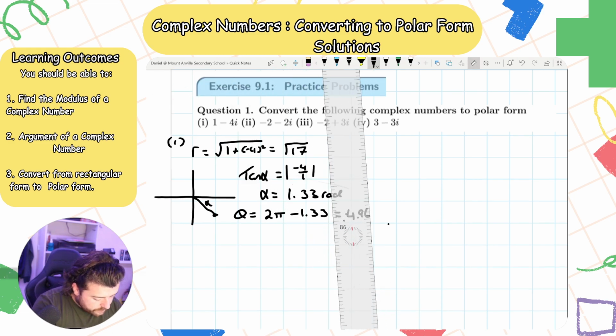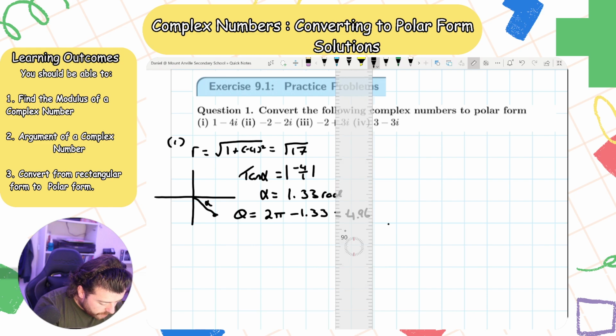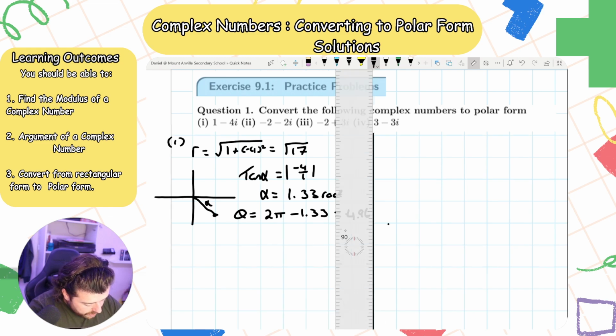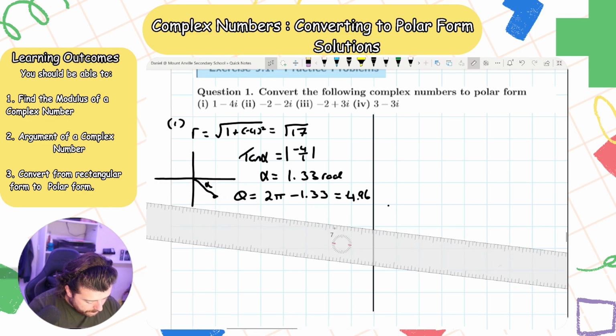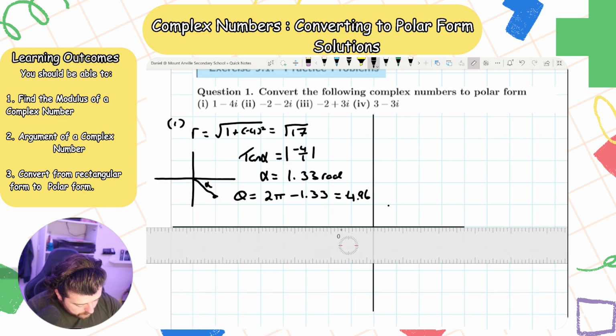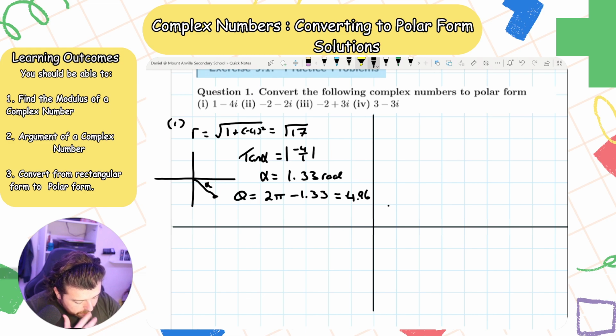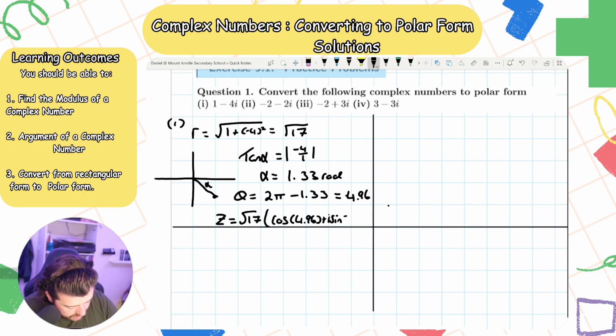So then to convert to polar form, let's just sub it in. So polar form is going to be equal to root 17 cosine 4.96 plus I sine 4.96. And that is my final answer there. Let's look at the next one.